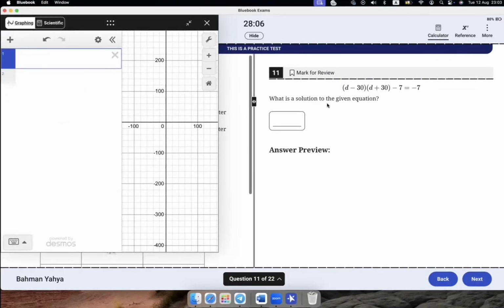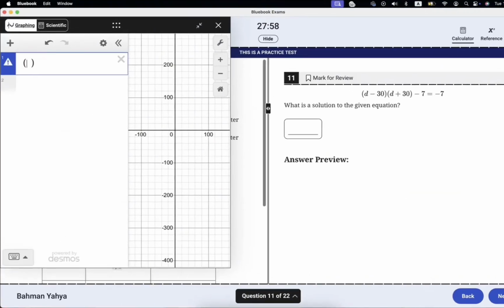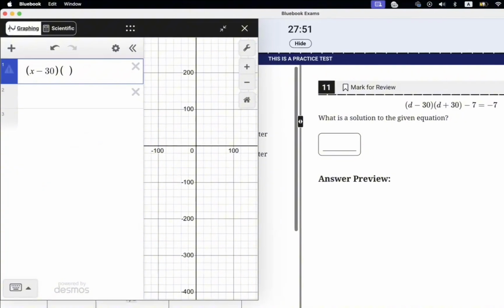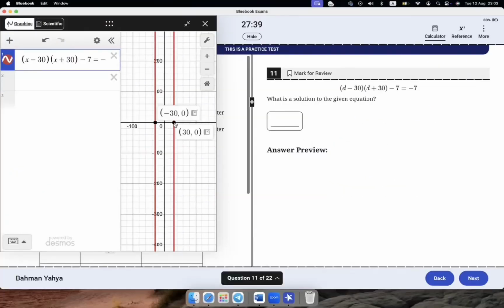And 11 as well. You are given the expression. What is the solution? If you type this one into the decimals, you will see the answer. Negative 30 and positive 30. What is the solution to the given equation? Just pick one of them.